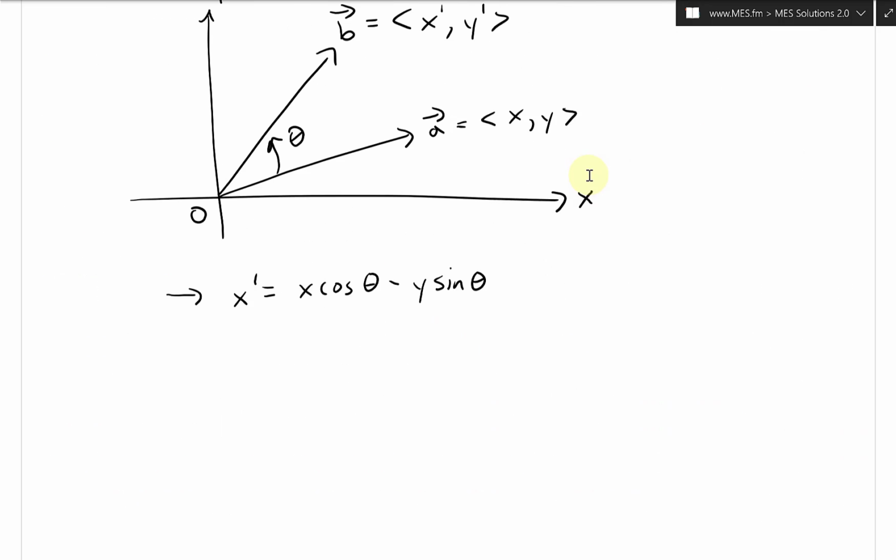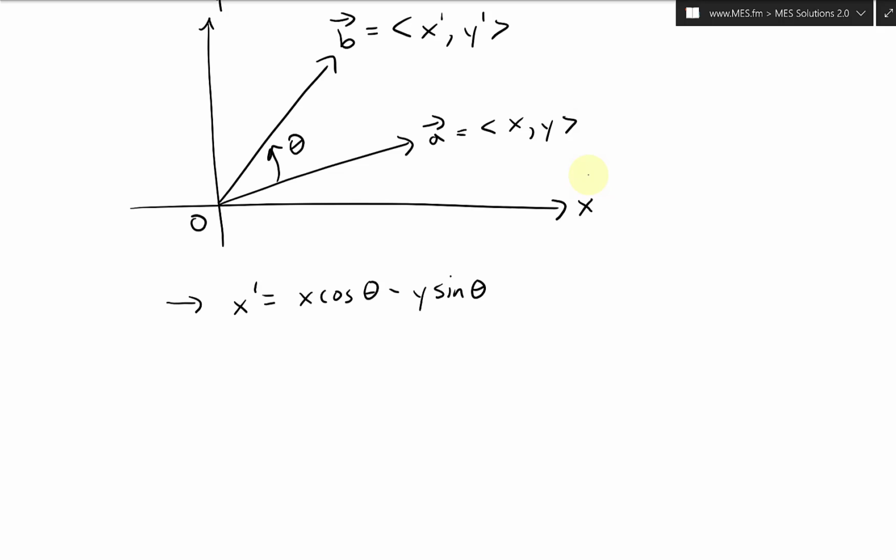All right, so we have that, and then y prime is equal to x sine theta, and then it becomes a plus y cosine. The cosine and sine switch sides in this case, and then we're going to have a plus instead of a minus.